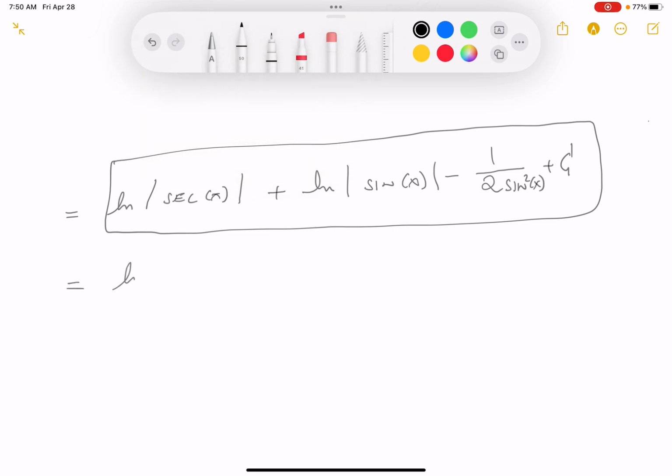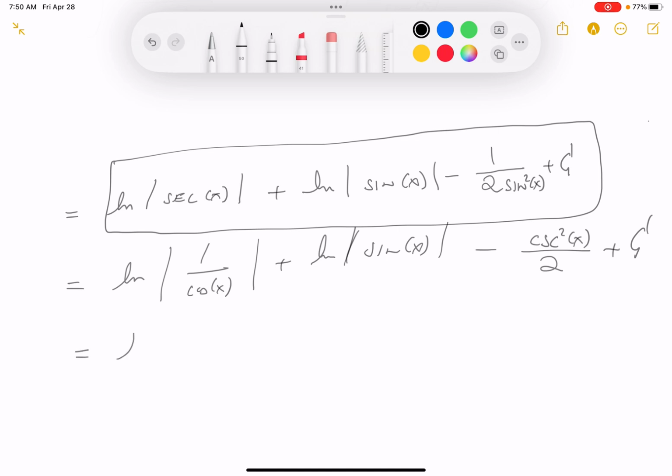So natural log, that's 1 over cosine x, plus the natural log, that's sine x. I can pull those two together. There's going to be 1. I'm going to write it as a half, and then the sine I'm going to write down as cosecant squared plus c.